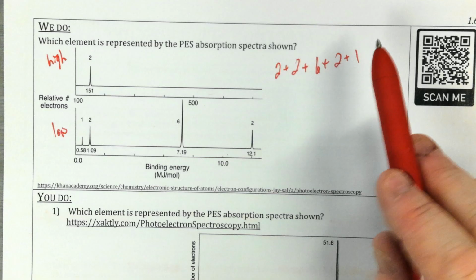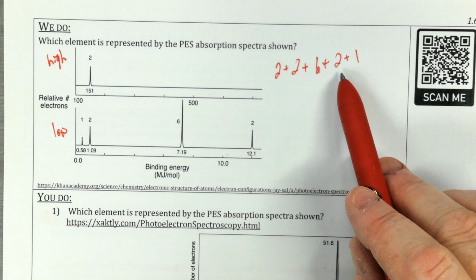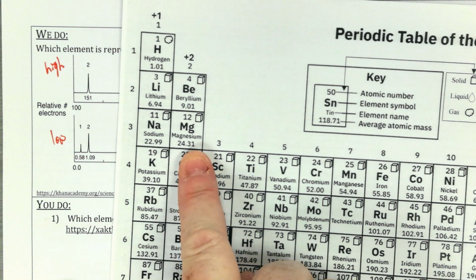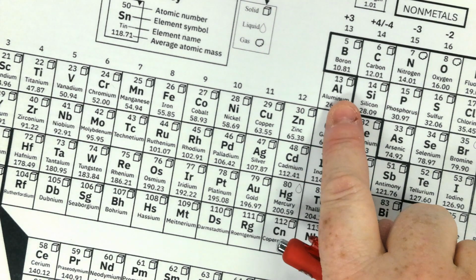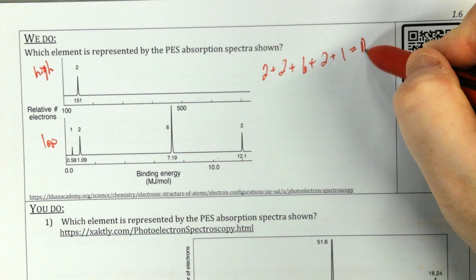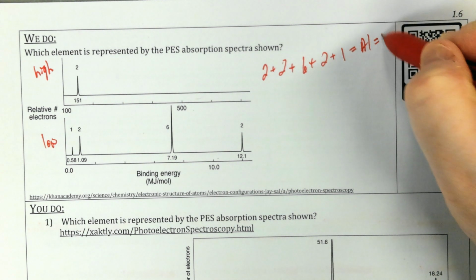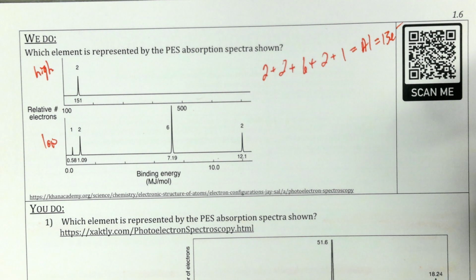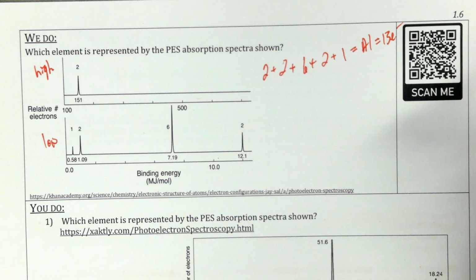So 2 plus 2 is 4, plus 6 is 10, that's 12, 13. So element 13 is going to be over here. Magnesium is 12, 13 is aluminum. So just counting up the peaks, I'm getting aluminum with 13 electrons. So that's easy enough. But if it said which one is the 1s group or which one is the 2p group, you would have to be able to identify this.